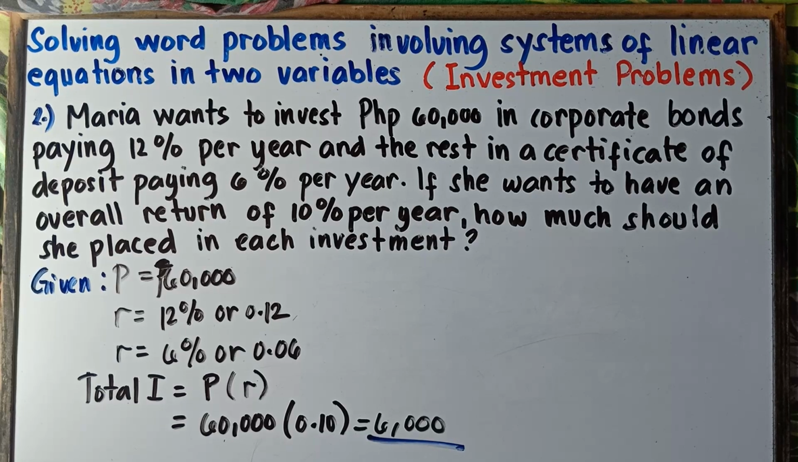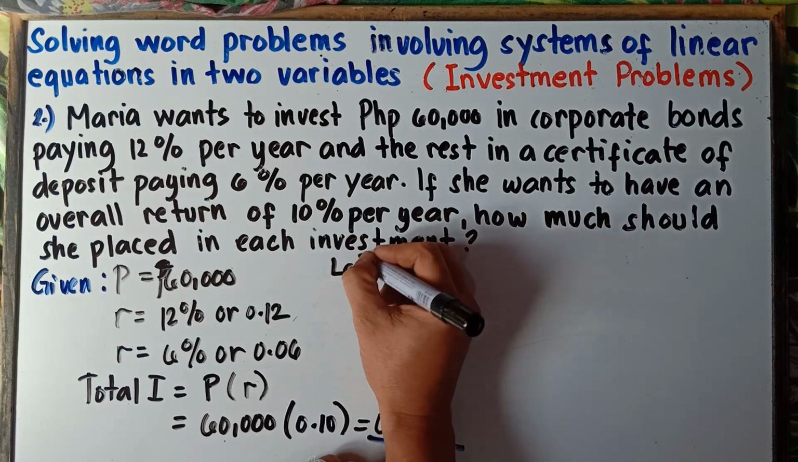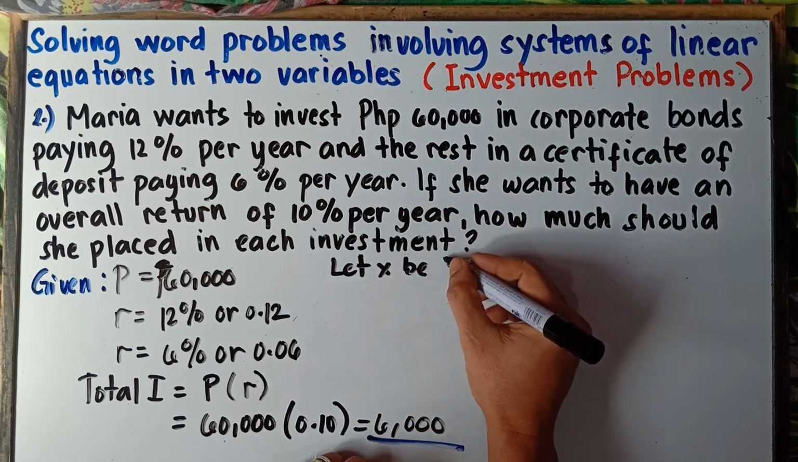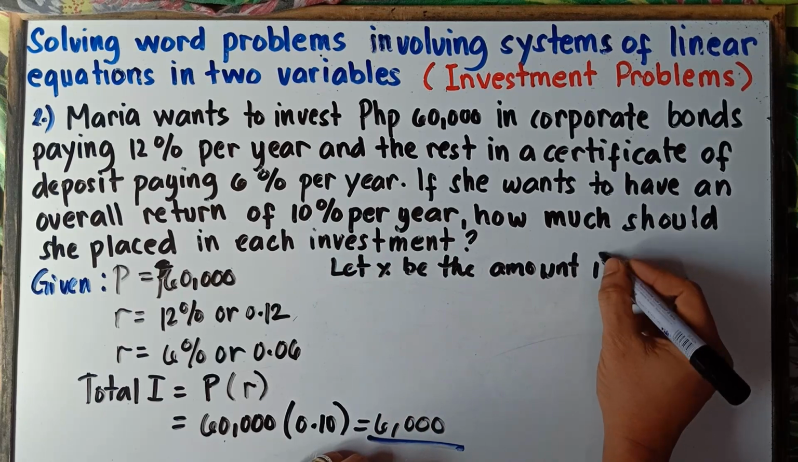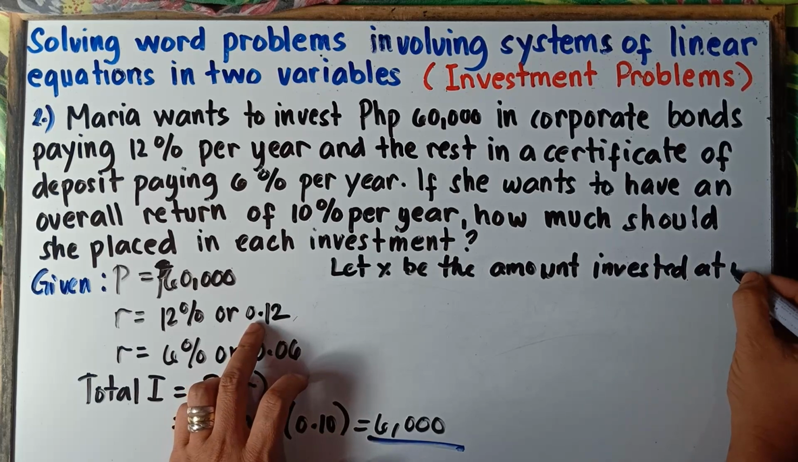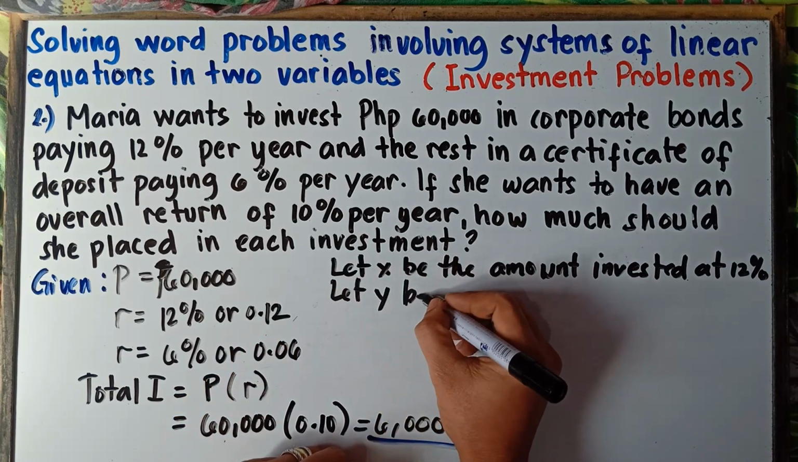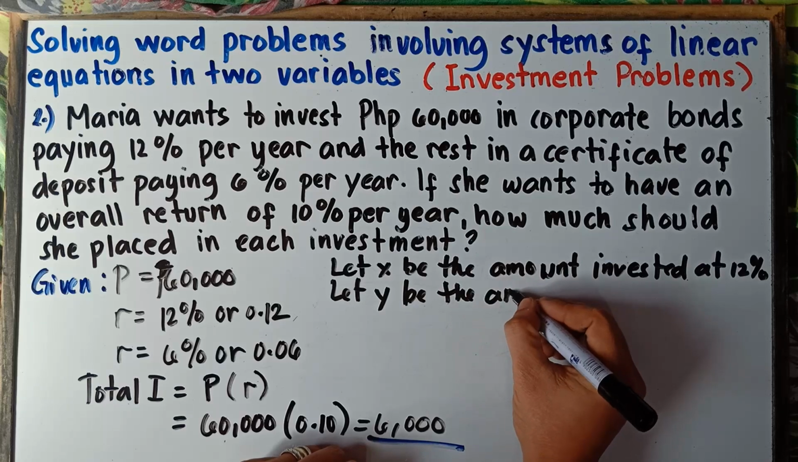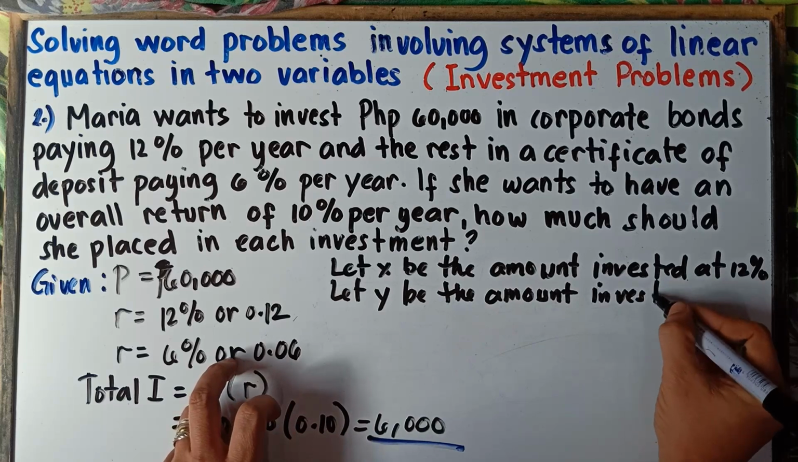Now, once again, class, we don't know what is the exact amount invested at 12%. So, therefore, we can say, let X be the amount invested at 12%. Alright, and then let Y be the amount invested at 6%.